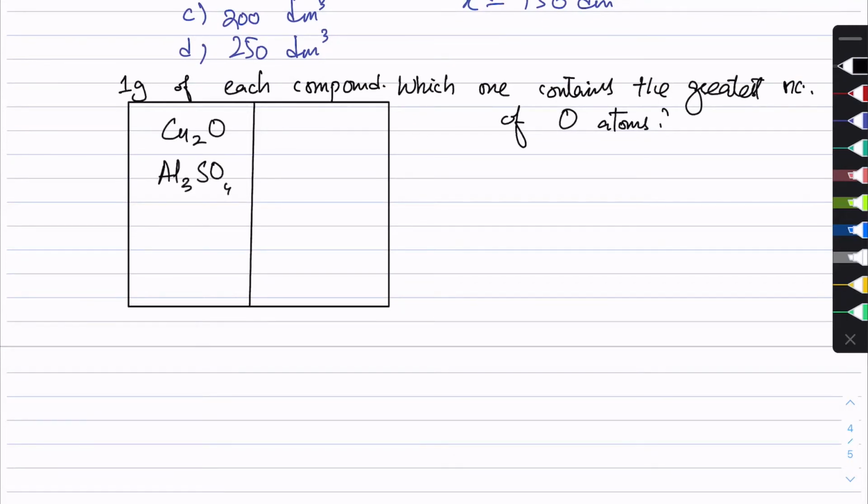Aluminium sulfate, sorry, I wrote it the wrong way round. And what else was there, sodium nitrate, HCl. Okay, and then they gave you the Mr. So 144 was the Mr for this one.